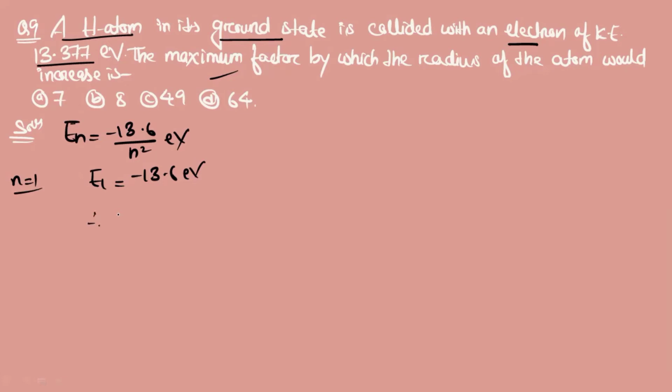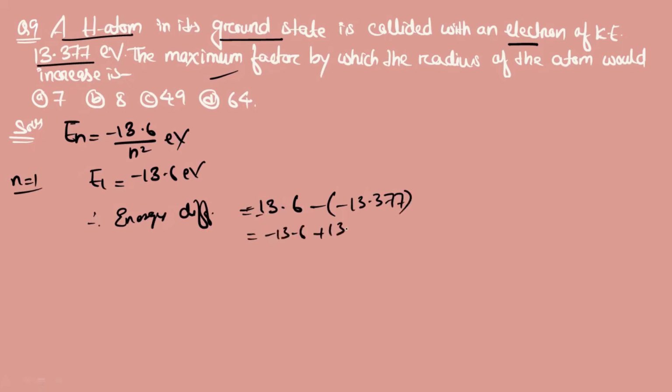13.377. Okay. So if you calculate the energy difference, it will be equal to what? 13.6. Okay. This is what you will have. Minus, if you do minus of what? 13.377. Okay. This is a minus sign. So you will write here minus 13.6 plus 13.377. So you will get it to be minus 0.223. You can subtract and see. All right. This is what you will have.